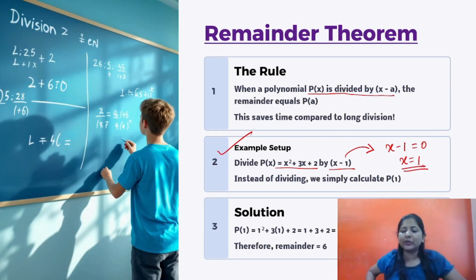Now what will you do? Just substitute the value of 1 in this given polynomial. Look at the next step. When you put it, we get 6. So 6 is nothing but the remainder for the given polynomial. Understood? Okay.